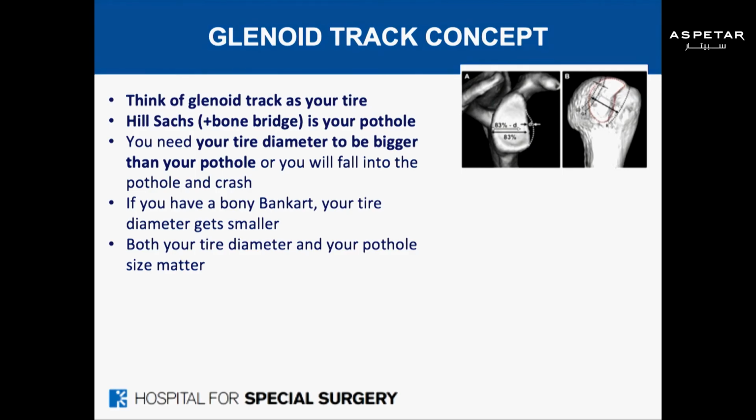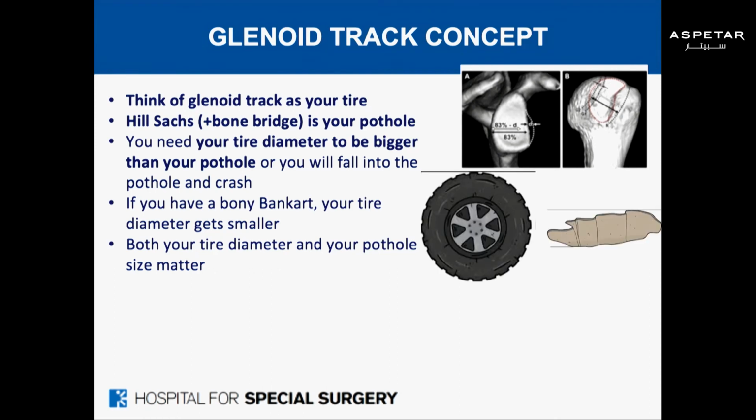Recently popularized is the glenoid track concept. And what this does is it combines glenoid bone loss with humeral or Hill-Sachs bone loss. This was a great explanation as it was explained to me, because I'm not very smart. So this made it simple and a little bit easier to understand. You think of the glenoid track as your tire, and the Hill-Sachs is your pothole. So you basically need a big tire diameter, bigger than the pothole, or you're going to fall in the pothole and crash. That's a bad situation. You need the tire to be bigger than the pothole, or it's going to crash.